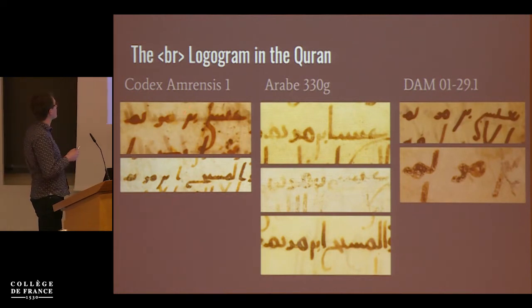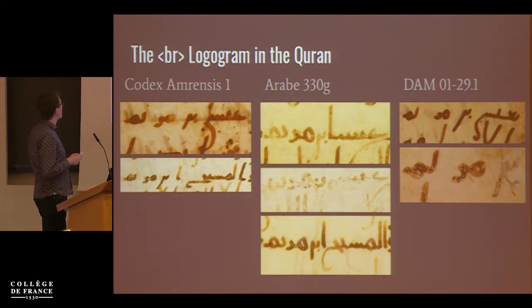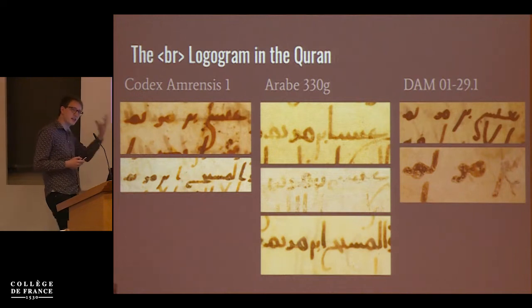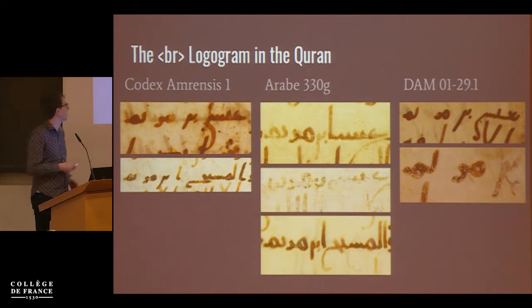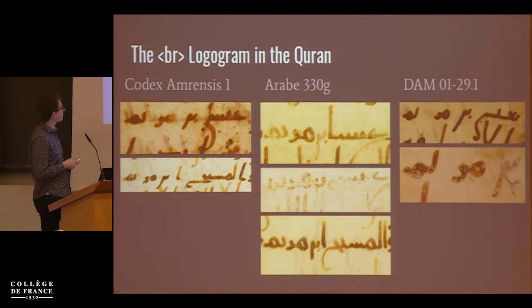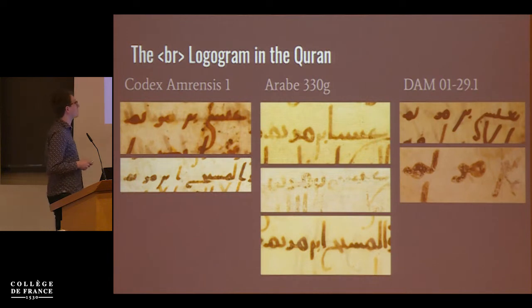So in the Codex Amarensis, very nicely, we see this bar here, and it's a very different shape from the noon that will be used here. Here, once again, we have bar, and there's a little alif in front, so it's really clear that they were really seeing this bar as standing for bin, but they were writing it differently from bin. So it can either be ibn or just bin. Arab 330G, same thing, very clear, different and distinct shape. Here it's not that clear because the page is a bit damaged, but fine, and here once again. And also in DAM 0129.1, you see very beautifully and clearly a very distinct shape for this bar.